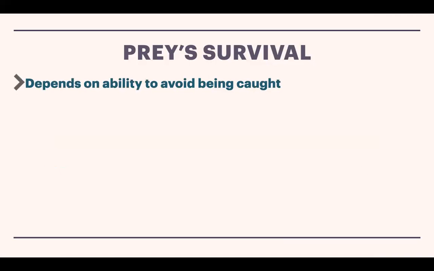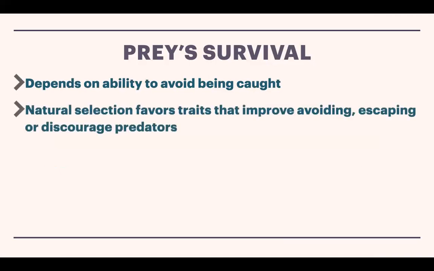On the other side, the prey has to be able to adapt and avoid being caught. So natural selection is going to favor anything that helps the animal or the plant avoid, escape, or discourage predators. This could be running faster, being able to hide, or even being poisonous. So let's look at a couple of examples of adaptations that allow animals to hide.